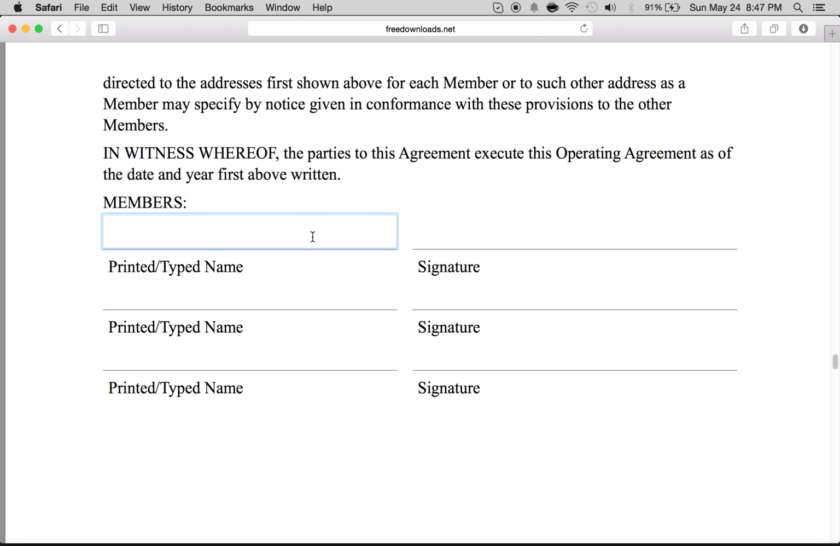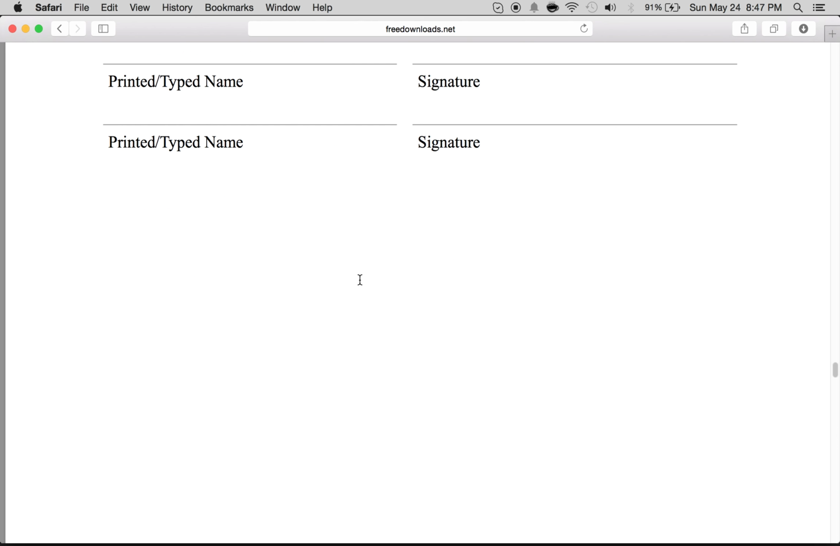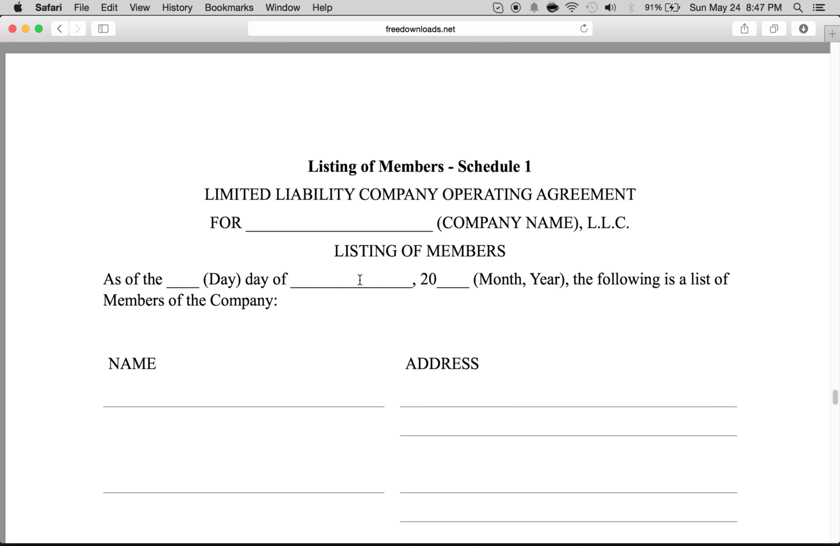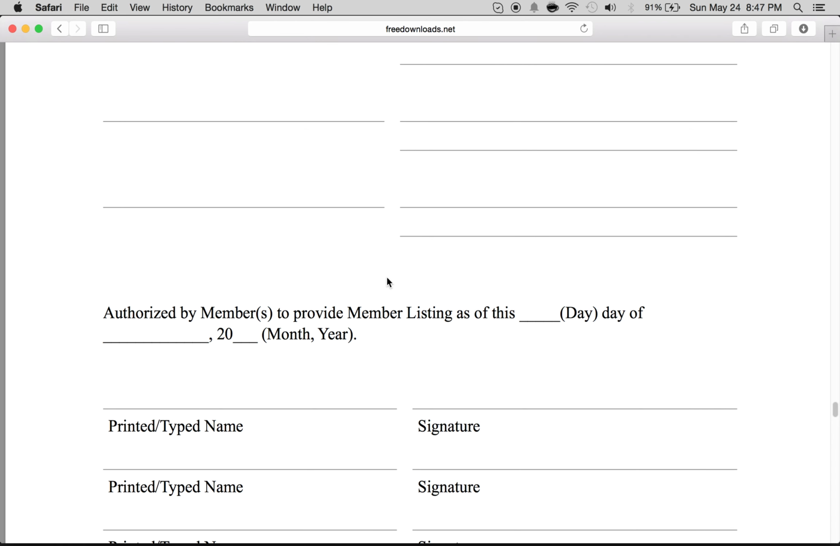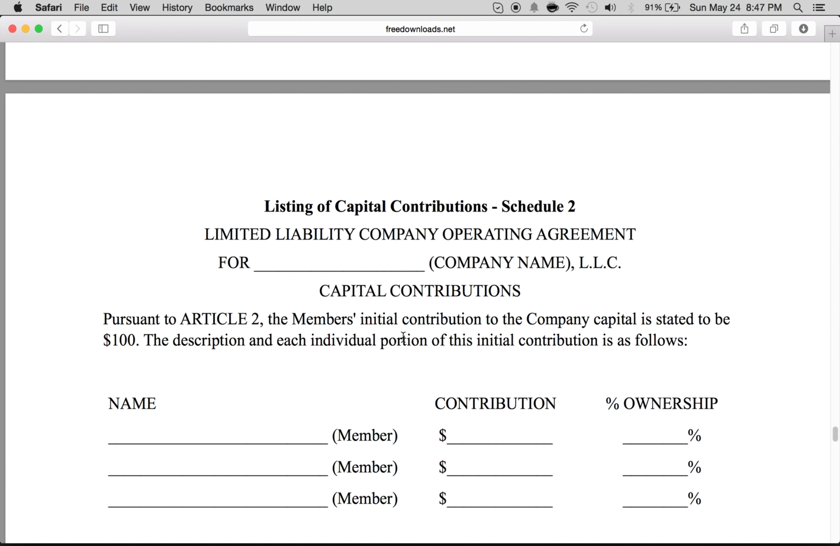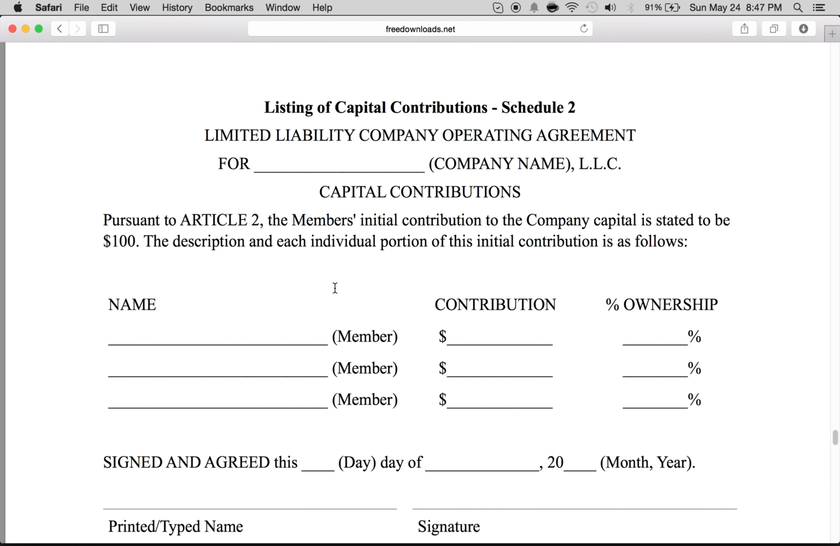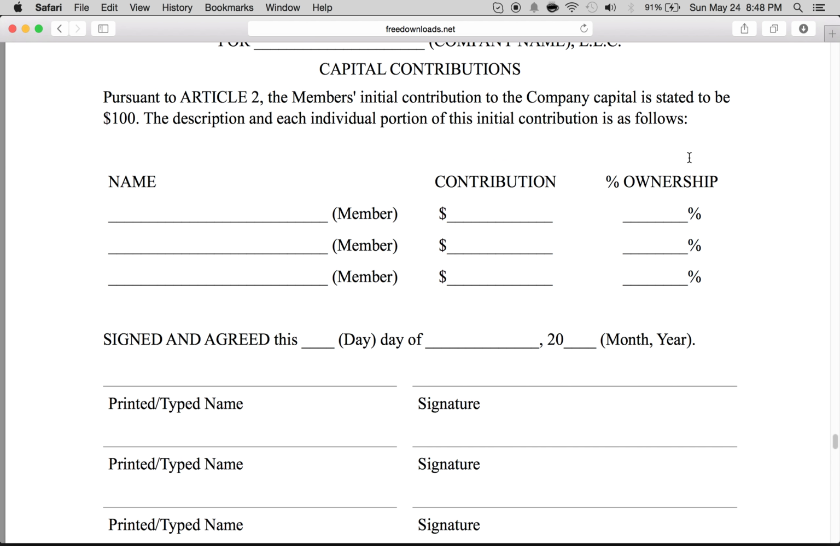So again, enter the member names here and have them all sign. So you want to have this printed out. And you have Schedule 1 here, listing all the members and their addresses. Again, sign. List of capital contributions. Capital contributions really just means how much each person is investing into the company, because typically they'll get that money back. It'll typically be the first money that comes out of the company to pay back the people who invested.